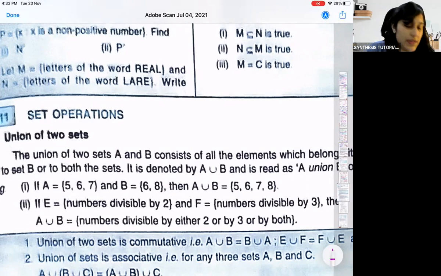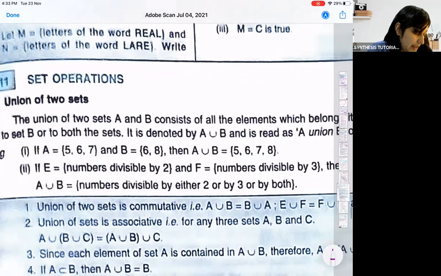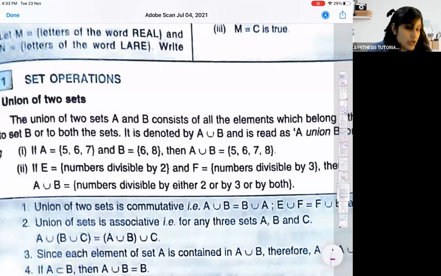So union is pretty simple. The second example is E, numbers divisible by 2, and F, numbers divisible by 3. So A union B, actually this is wrong. It's a printing error.